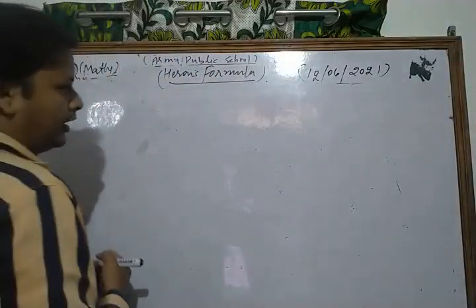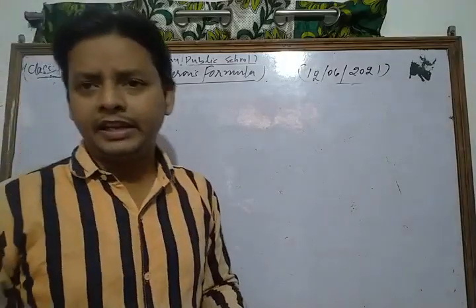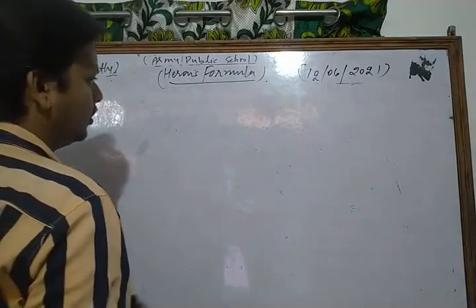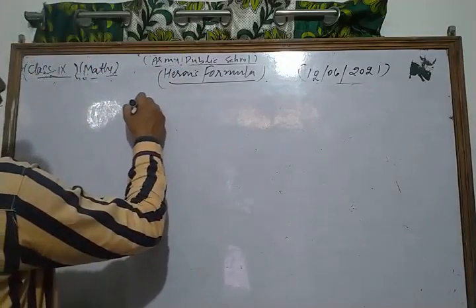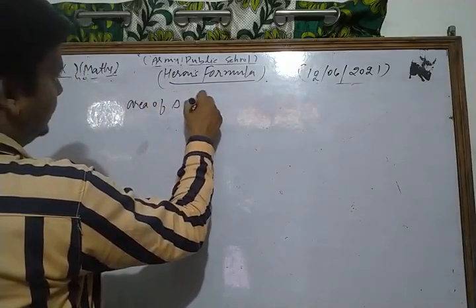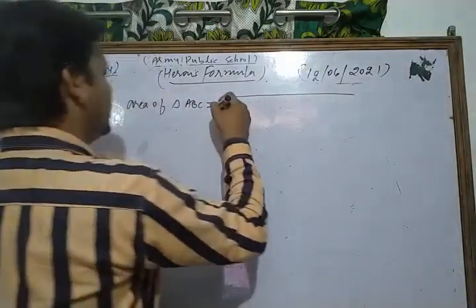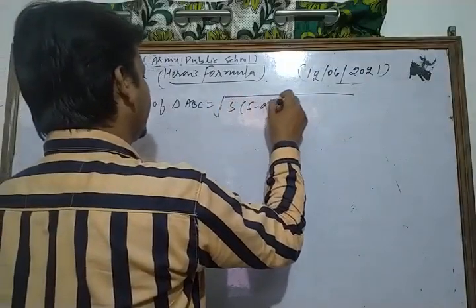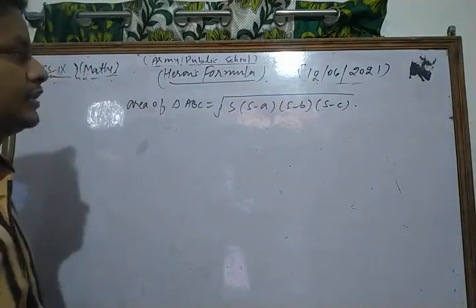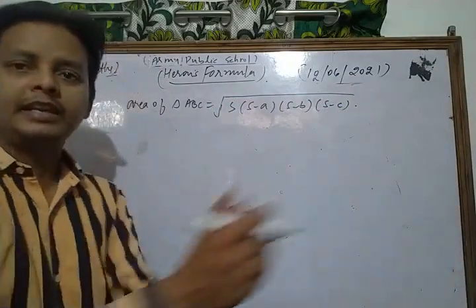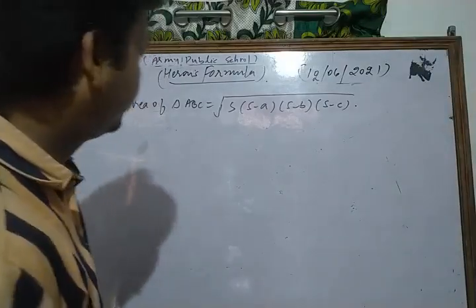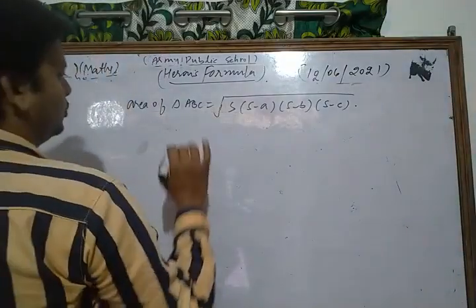Dear students, Heron's formula is used for finding the area of a triangle, and in the previous class we also discussed that if three sides of any triangle are given, then the area of triangle ABC is given by the formula root of S into S minus A, S minus B and S minus C. Here S is the semi perimeter, and A, B, C are the sides of the triangle.